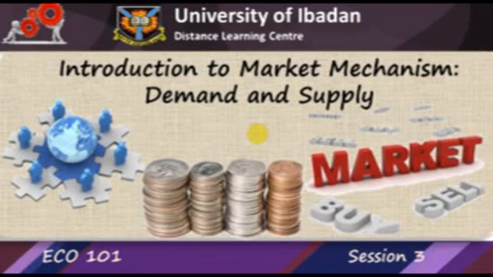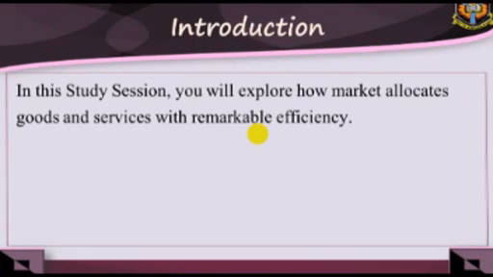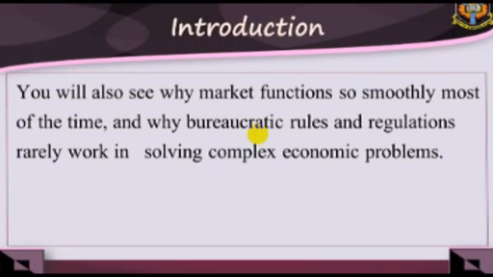Welcome to Eco 101, Study Session 3, Introduction to Market Mechanism, Demand and Supply. Introduction. In this study session, you will explore how market allocates goods and services with remarkable efficiency. You will also see why market functions so smoothly most of the time and why bureaucratic rules and regulations rarely work in solving complex economic problems.